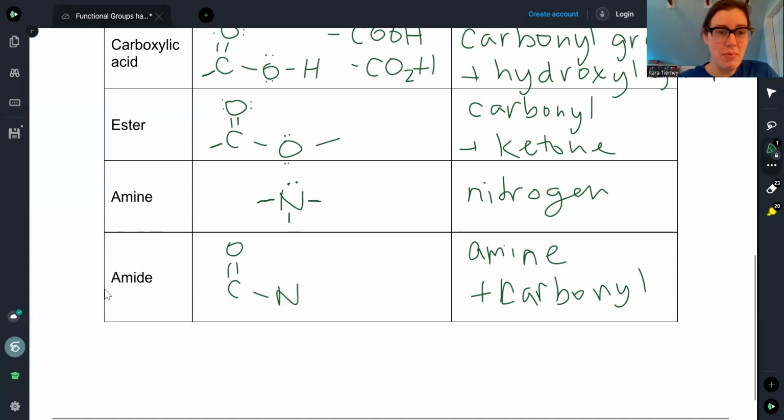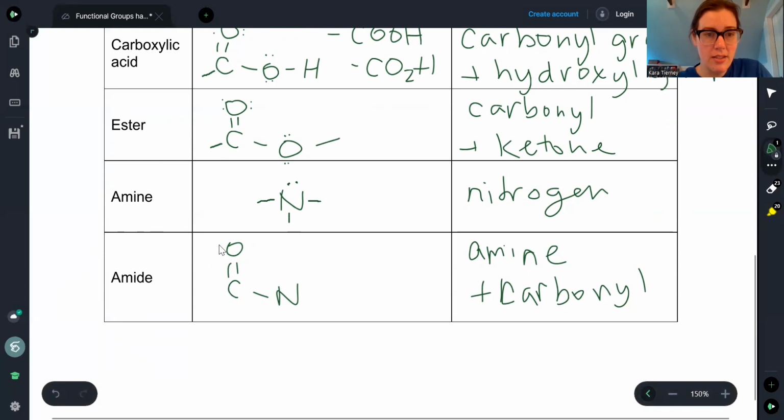All right, so let's complete our amide. We've got 2 lone pairs on our oxygen, 1 lone pair on our nitrogen, and then that nitrogen's going to bond 3 times. 1 time is with our carbonyl group. That carbon needs 4 bonds, and then there's going to be 2 other things coming off that nitrogen. So these are all 12 of our functional groups.